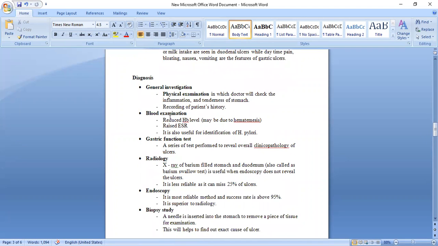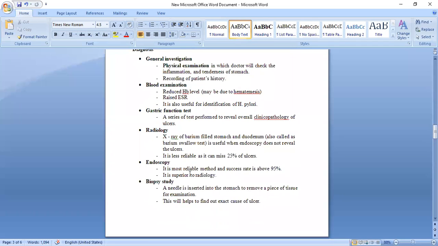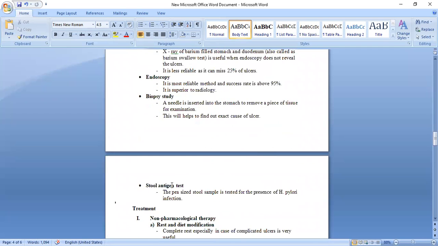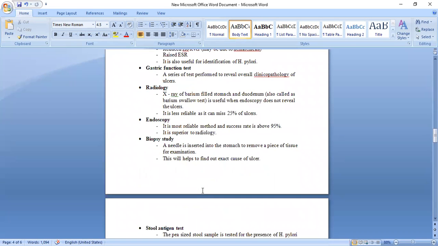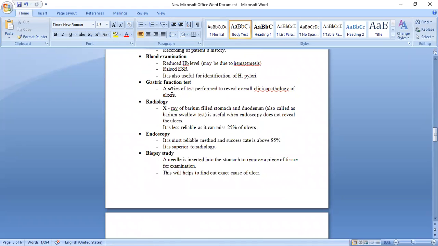Okay, let it be. The test name is common, but what you have to write in that test is uncommon, isn't it? According to the disease, we have to write in that test. Biopsy, endoscopy, blood examination are there everywhere, but which type of testing we do depends on our disease. Here the uncommon ones are the stool antigen test, the barium X-ray in radiology, and the gastric function test.